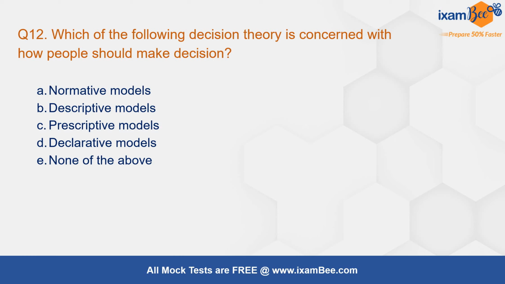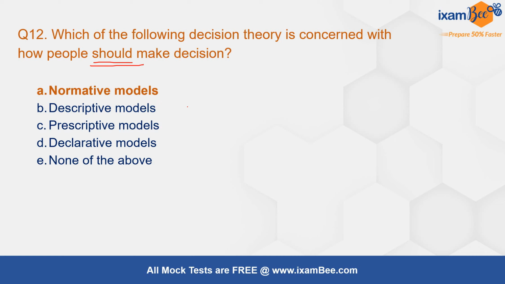Next question: which of the following decision theories is concerned with how people should make decisions? Is it normative models, descriptive models, prescriptive models, declarative models, or none of the above? The correct answer is normative models. Normative models define how individuals should make decisions, and the important word is should, so that is the correct way of making decisions.